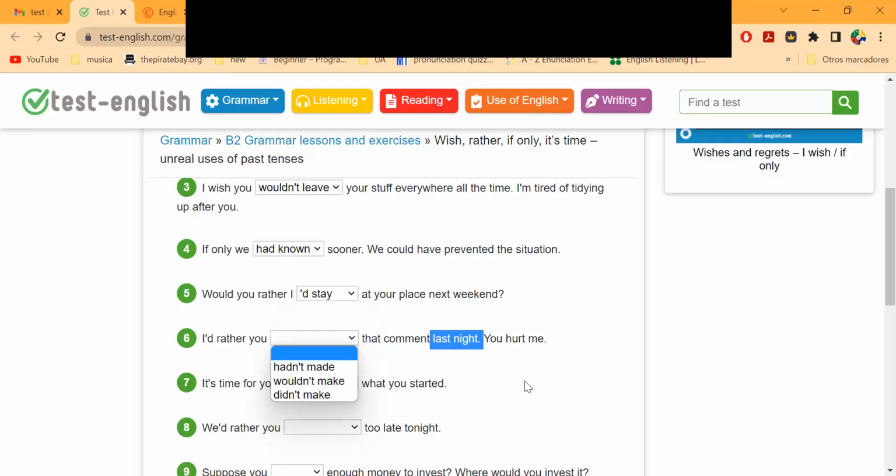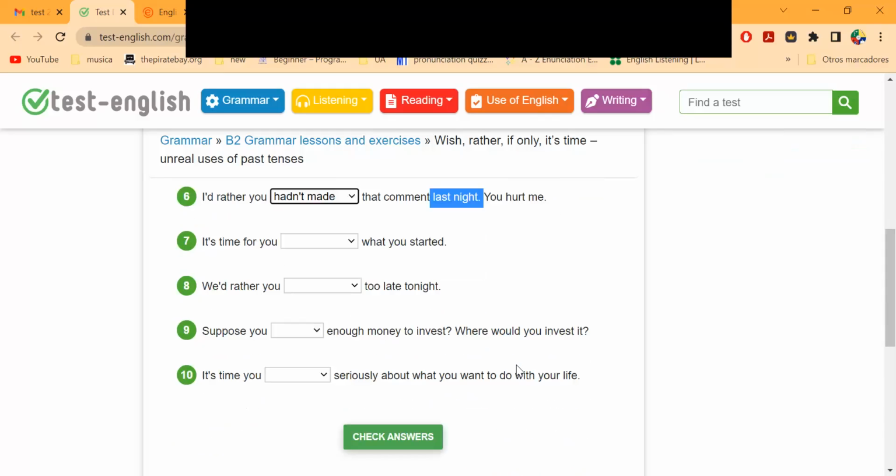Haven't made. Wouldn't make. Bueno, esto es para el presente. Hadn't made. Estamos hablando del pasado, nos vamos un tiempo para atrás. Recuerden esa máxima: si estamos en pasado, nos vamos al pasado perfecto.